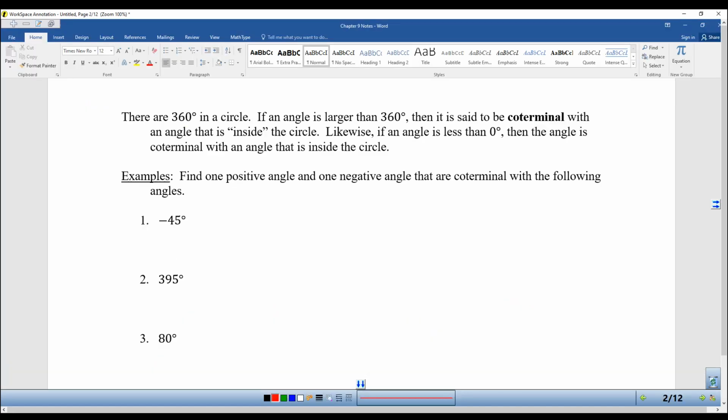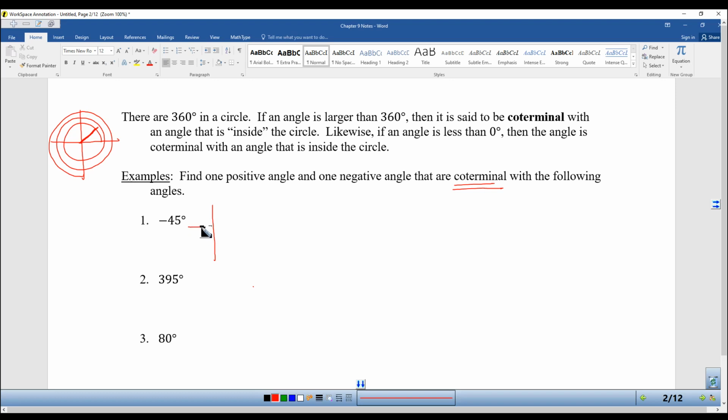Now, it is possible to have an angle that is larger than 360 degrees. But because the circle just keeps going around and around and around, they are considered coterminal with other angles that are the same. So maybe you've done a 45-degree angle, but maybe you actually went all the way around once and then stopped at 45, and it looks exactly the same. So what we're going to do is find one positive angle and one negative angle that are coterminal, I mean they end in the exact same spot with the angles.